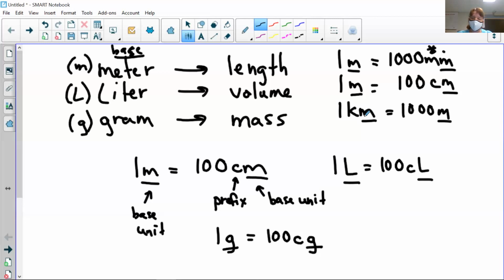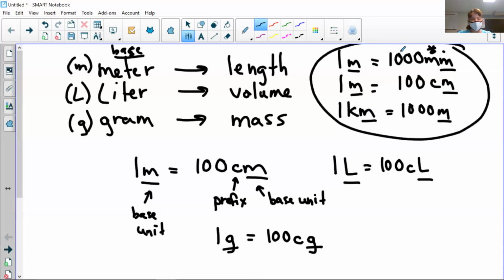Because all of our tests and quizzes are open note, I would strongly suggest you start taking the time to build a little cheat sheet to have quickly available anytime you're doing work or quizzes. So the first thing I would put on my cheat sheet is these 3 conversions.